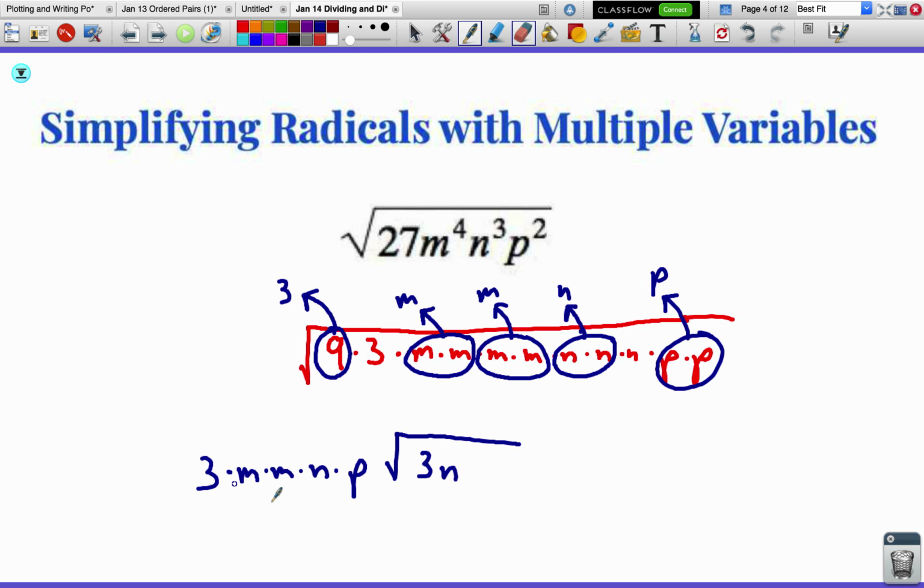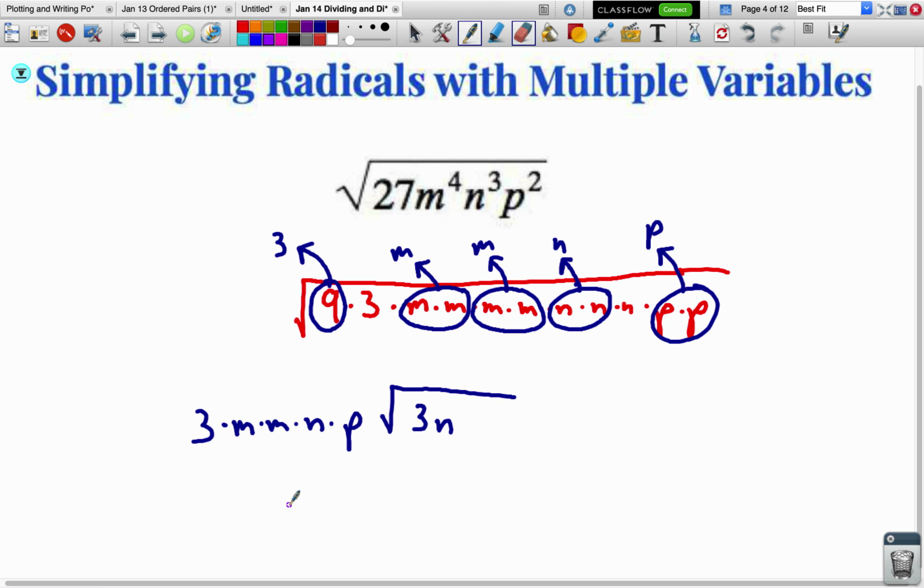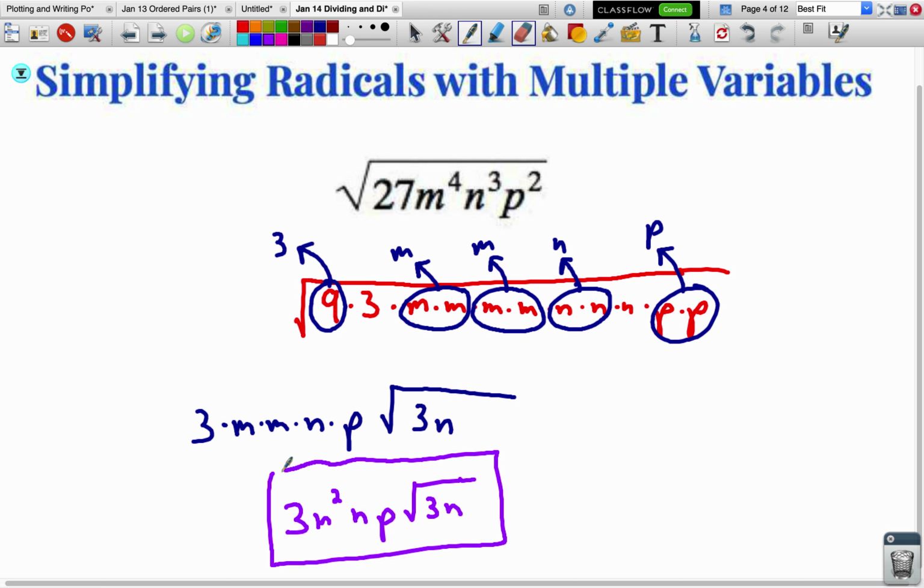All right, and the last step is to take things like m times m outside and rewrite those with an exponent. That'll become an m squared. So now we've got 3m squared np root 3n. And that's the smallest radicand possible, so that is considered to be simplified.